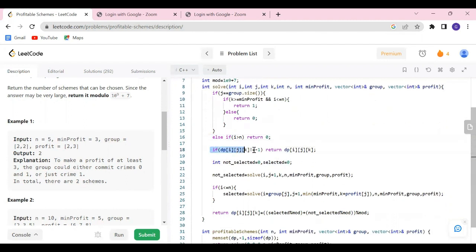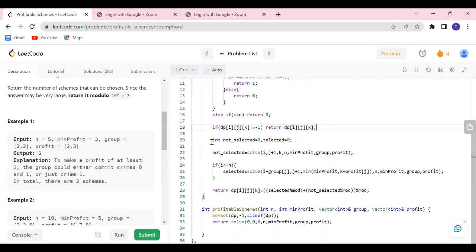Then we'll check whether the function counting for the ijk is already calculated and stored in DP, then we'll return that answer to the function. And then we have declared two variables, not selected and selected. Two possibilities: every member is either selected or not selected. We have declared those to 0 initially.